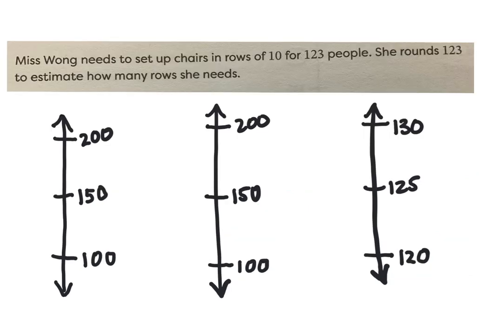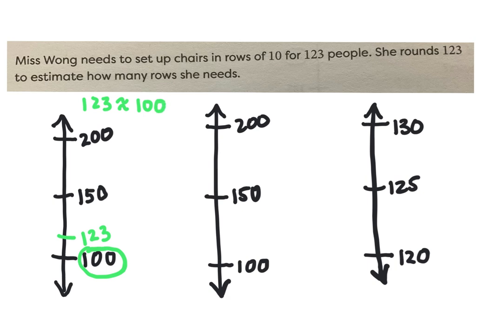Miss Wong needs to set up chairs in rows of 10 for 123 people. She rounds 123 to estimate how many rows she needs. So let's give this a try. So if I put 123 down here, I would say then she was closer to 100. 123 would get rounded to 100.